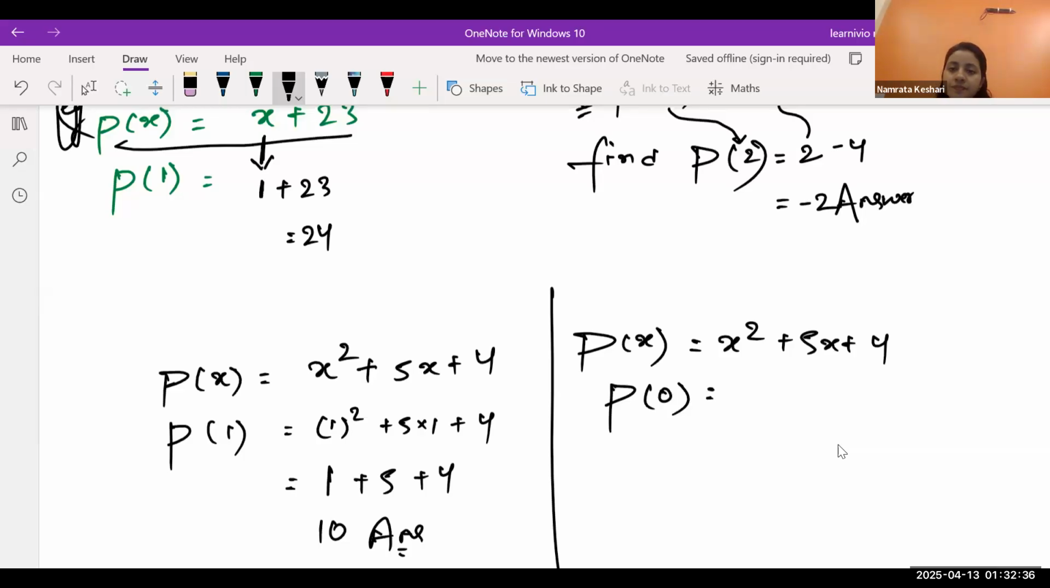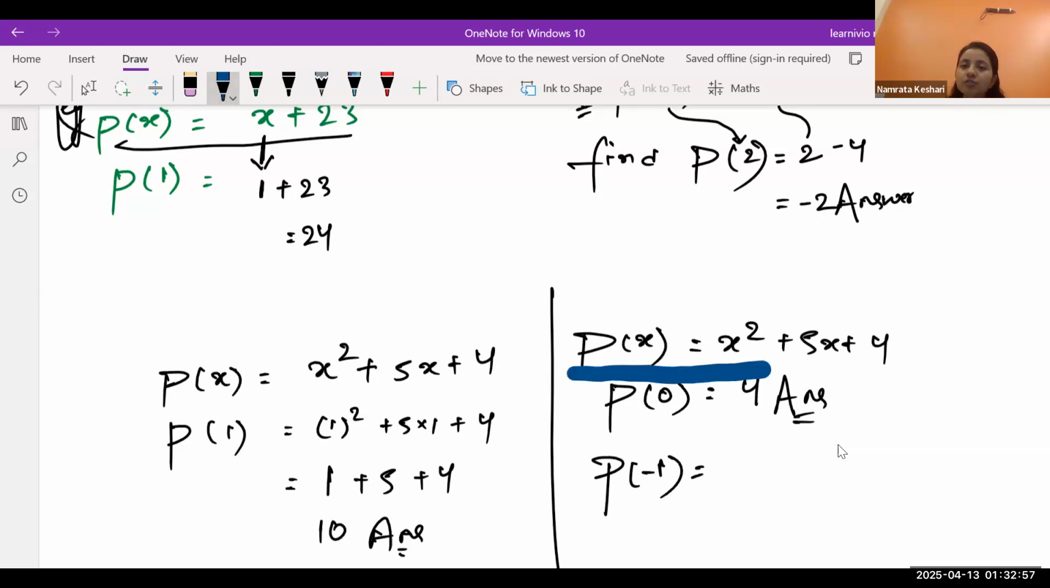It's going to be 0 square plus 5 into 0 plus 4. Afan, you said 4. Yes, exactly. It will be 4. Afia, your process which you are mentioning is perfectly fine. Yeah, it will be 4. Okay, if I am telling you, please find P of minus 1. So in the original polynomial, you have to put. Okay, you just have to keep your focus over here. Please find P of minus 1.